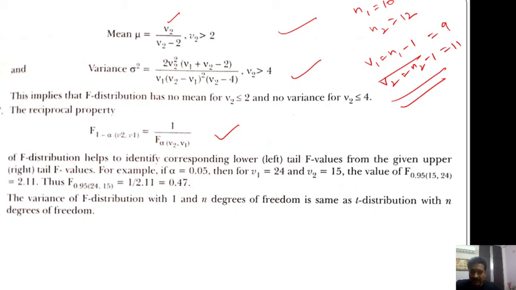The variance of F distribution with 1 and n degrees of freedom is the same as t distribution with n degrees of freedom. So out of 8, these 7 properties you can write if it comes in your examination with 10 marks. It may come, it is important.